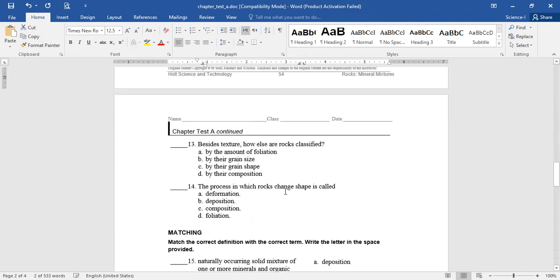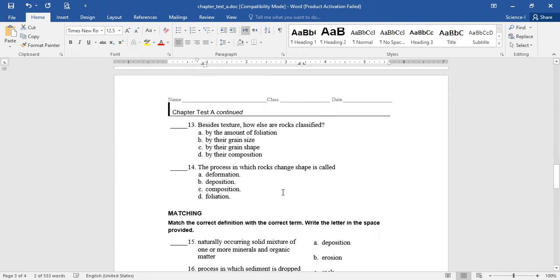So let's pass to question 13. Besides texture, how else are rocks classified? Scientists classify rocks, okay, based on their texture and let's see who can answer this question. What about the others? The other people. Hassan, could you share us, Hassan, please?